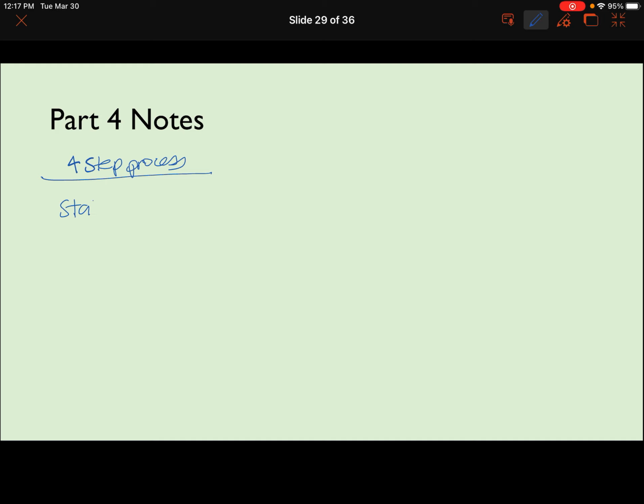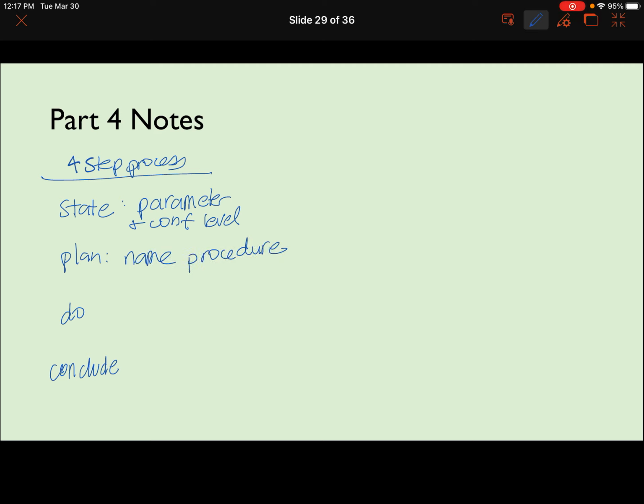So state, plan, do, and conclude. So for state, you have to say what your parameter is, what you're actually looking for, and your confidence level that you're looking to create. For plan, you have to name the procedure and check conditions. For the do section, you need general and specific formulas. And then you're going to plug numbers in and calculate your interval.